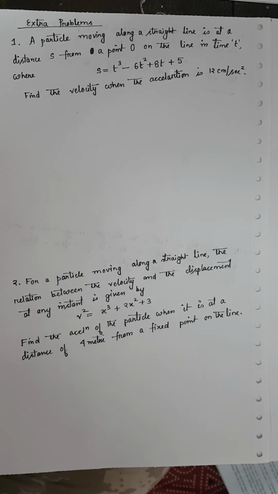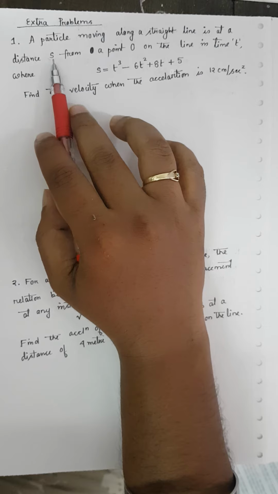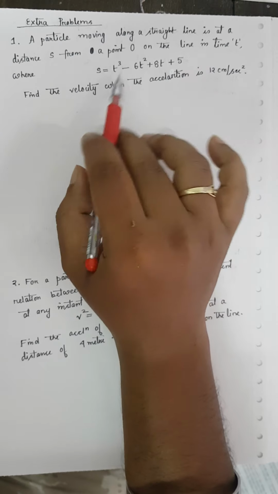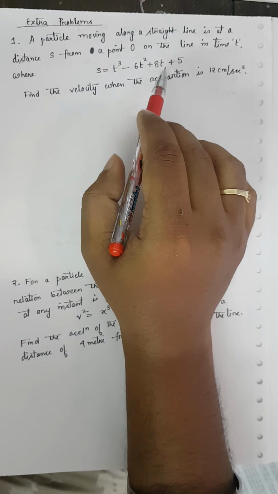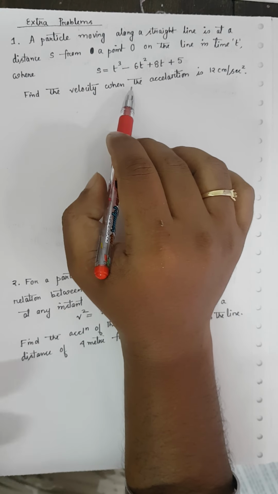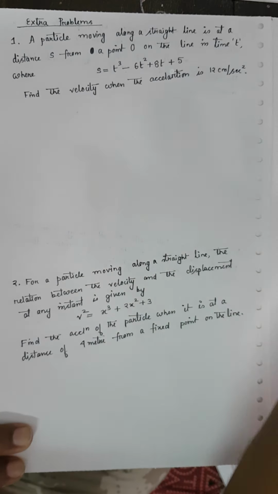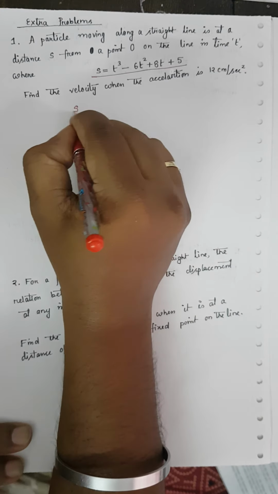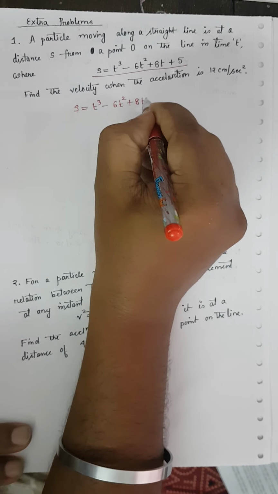Now we will discuss some extra problems of other books. Number 1. A particle moving along a straight line is at a distance s from a fixed point O on the line in time t, where s is equal to t cube minus 6t square plus 8t plus 5. Find the velocity of the particle when the acceleration is 12 centimeter per second square. So you're given that the displacement s of the particle is given by s is equal to t cube minus 6t square plus 8t plus 5.